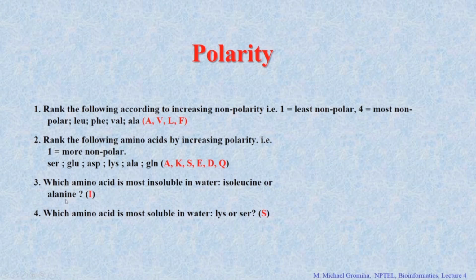So, now the third question. If you have the amino acids isoleucine or alanine, which one is more insoluble? Isoleucine, right, because it has more CH2 groups, is more insoluble than alanine. So, which amino acid is most soluble in water, lysine or serine? Serine, right, because the alcohol group is more soluble in water.